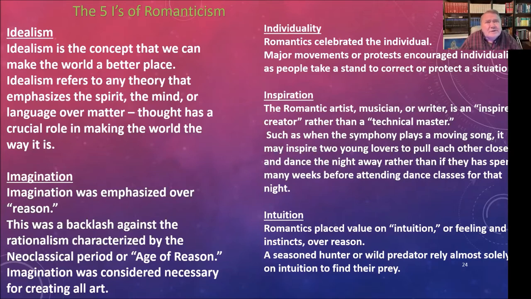The era of Romanticism starts in the early 1800s, sometime shortly after the French Revolution, and moves on. And there are five eyes. You can see these five eyes on the screen in front of you. Idealism. We can make a better world. We can make this a better place. But in order to do that, we've got to quit worrying so much about science and stuff like that. We need to think about experience and feelings. So idealism is the first eye.